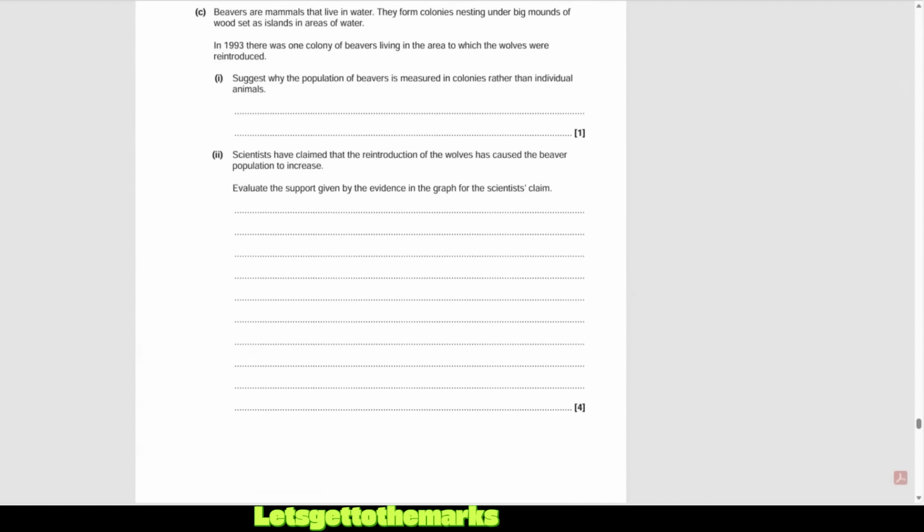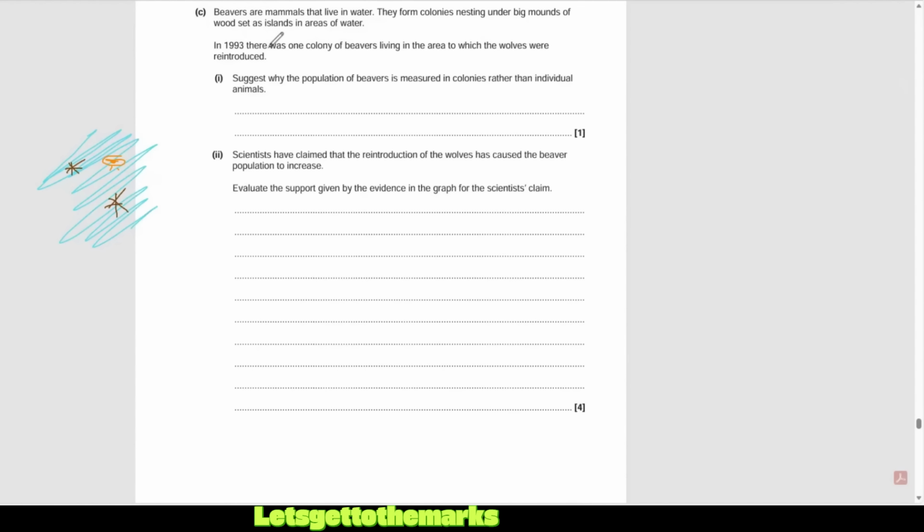Now we're on part C. This is one of them fat ecology questions. Beavers are mammals that live in water. They form colonies nesting under big mounds of wood, set as islands in an area of water. So essentially, we've got these beavers living in the water. So here's my little beaver. Don't ask me why he's orange. He's living in the water, but they make little islands of wood in the water, and they like to live on these islands of wood.